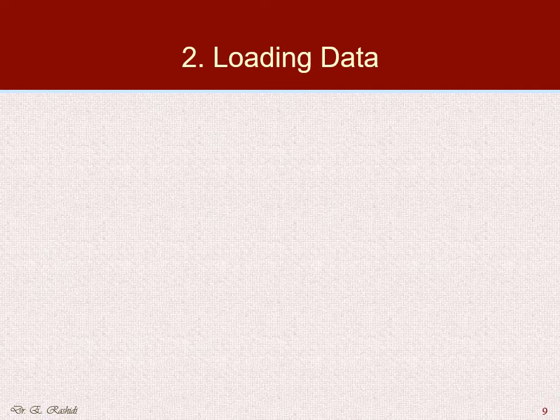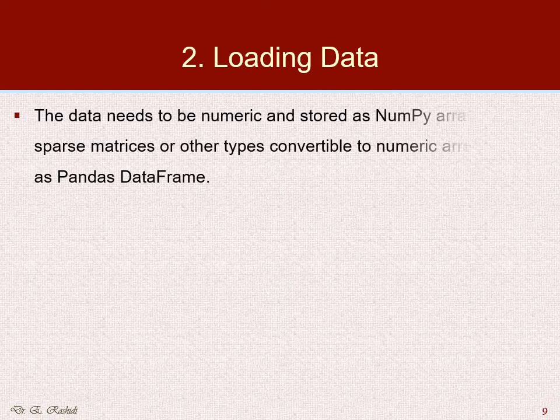The next thing that we need to do, we need to work on data. So we need to import or load data. Data needs to be actually numeric. You may be wondering, how about other types of data, such as graphs or images or sounds? Even they have to be converted to a numeric data set, because finally this is going to be a computer. It's a binary system. So at the end, it's all going to be converted into 0 and 1. So all data needs to be numeric and stored as either NumPy arrays or a SciPy sparse matrix, or other types that are convertible to numeric arrays, such as a Pandas data frame.